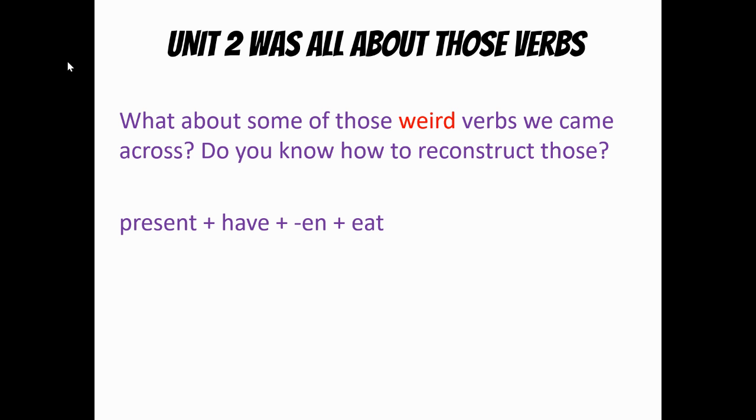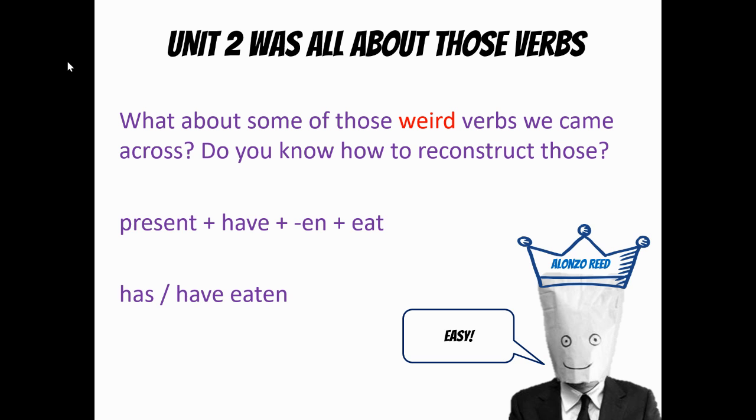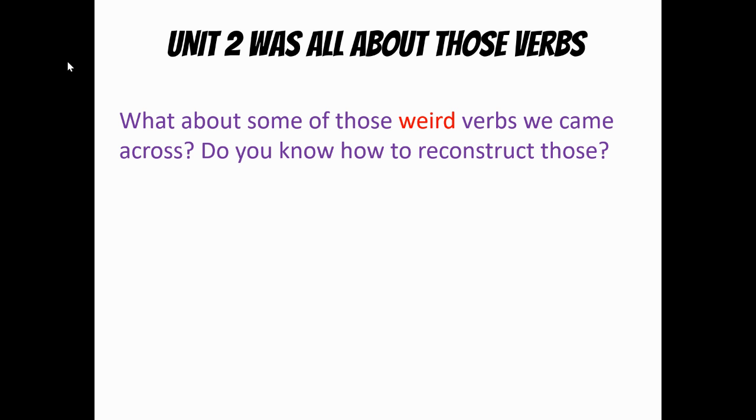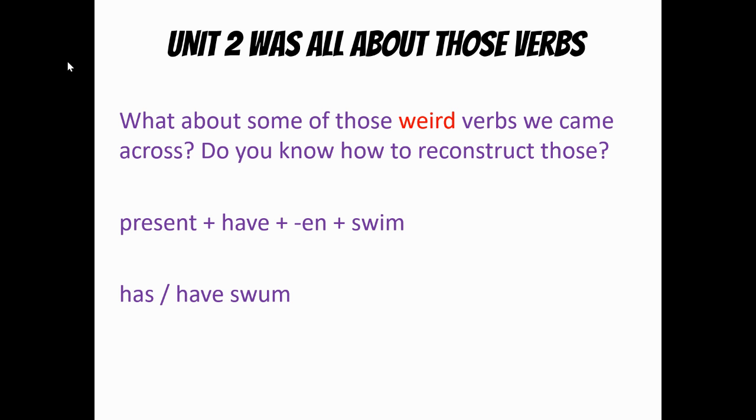Like the present of have plus en plus eat. Not so weird if I said has eaten or have eaten. All right, that's kind of easy. I agree, Alonzo. But what if I said the present of have plus en plus swim? Remember this one? It goes swim, swam, and then swum. So the en of swim is swum. So this could be either has swum or have swum. That's a little weirder.